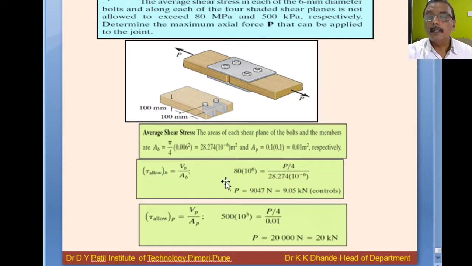In the second case, shear stress induced is 500 kilopascal. 500 kilopascal means 500 into 10 raised to 3 Pascal. Pascal is Newton per meter square. You have seen that conversion. P by 4, where P by 4 means load acting per bolt, and the cross sectional area of that plate is 0.01 meter square. So in this case 20,000 Newton force is acting.